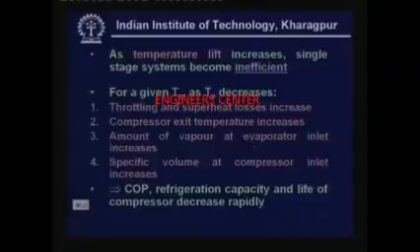Why does the life of the compressor decrease? Because your compressor discharge temperature increases, so the lubrication becomes ineffective. That means the lubrication has to operate at very high temperature. So, this makes the lubrication ineffective, and there will be more wear and tear. As a result, the compressor life reduces. So, these are the bad effects of operating a compression system at very high temperature lift or at very low evaporator temperatures.